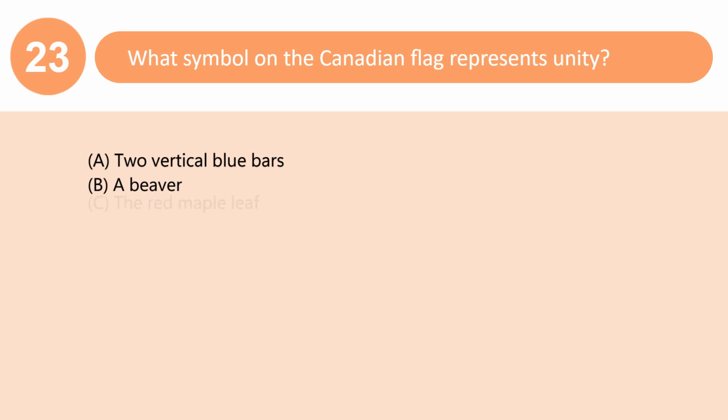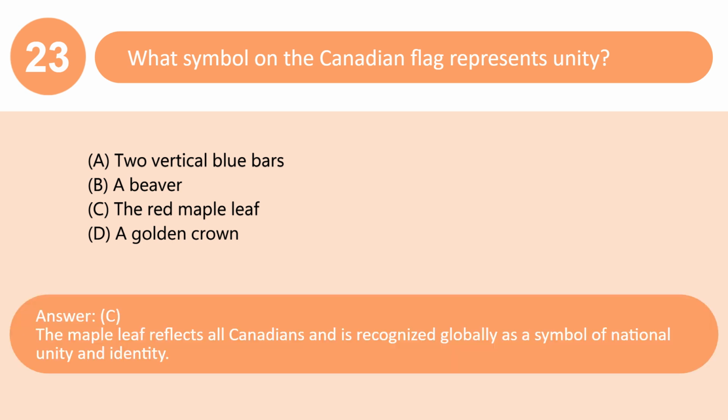What symbol on the Canadian flag represents unity? A. Two vertical blue bars. B. A beaver. C. The red maple leaf. D. A golden crown. Answer: C. The maple leaf reflects all Canadians and is recognized globally as a symbol of national unity and identity.